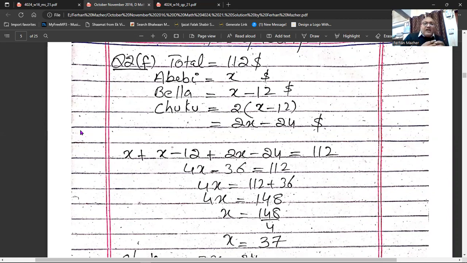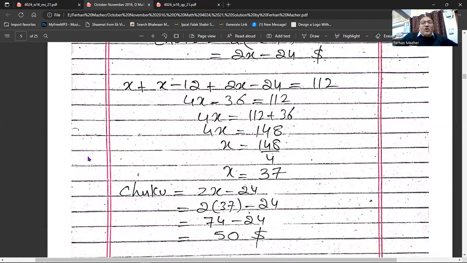So you will have 4X minus 36 equals 112. So 4X will be equal to 112 plus 36. 4X will be equal to 148. This 4 is multiplying here, so it will go to the other side and divide there. So X is equal to 148 divided by 4, and that will be 37.